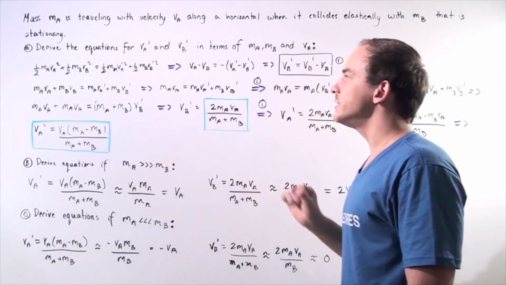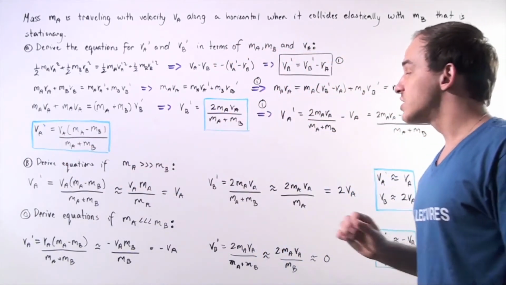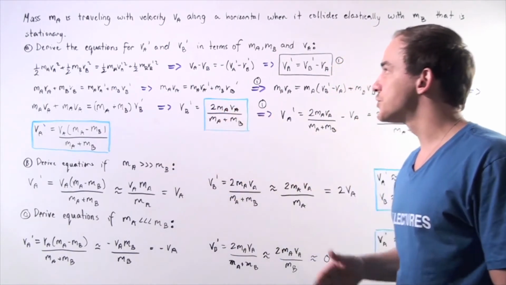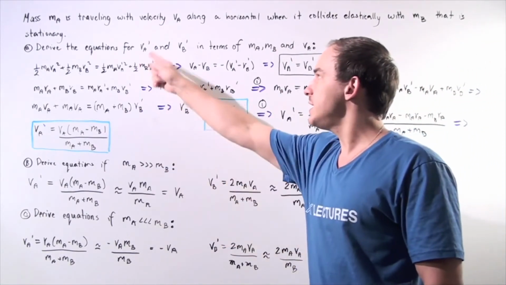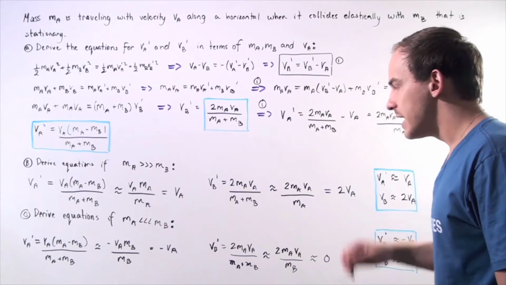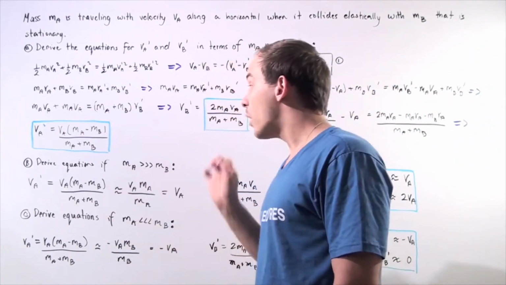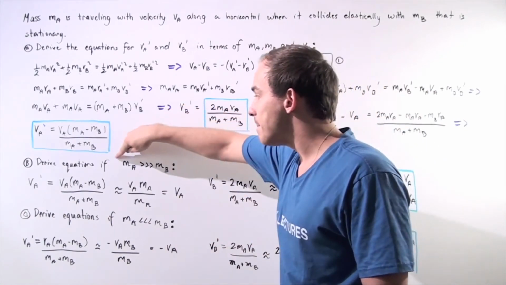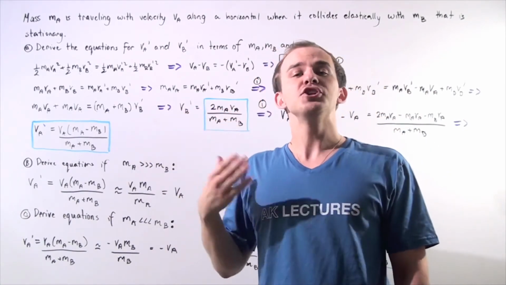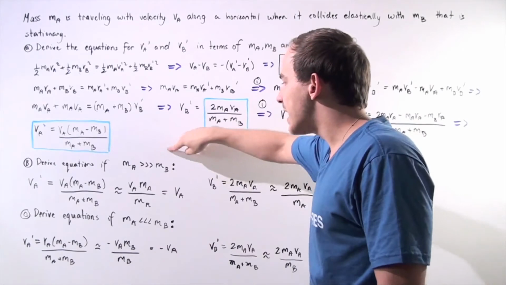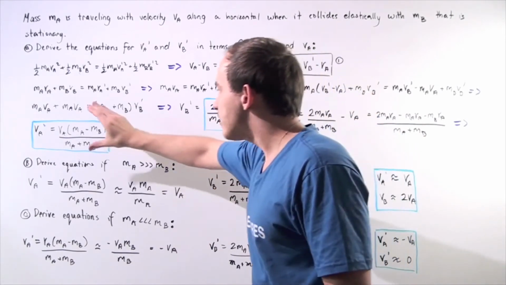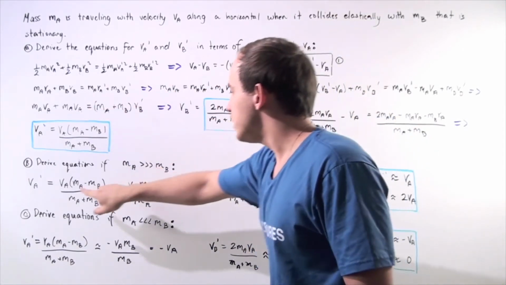So we're done with part 1. So we found the two equations for our velocity VA prime and VB prime. Now, let's go to part B. We want to derive the same equations assuming that the mass of object A is much, much larger than the mass of object B. So we take these two equations and we place them here.